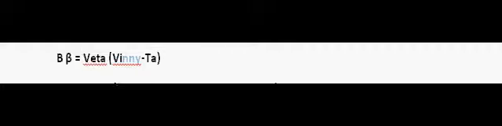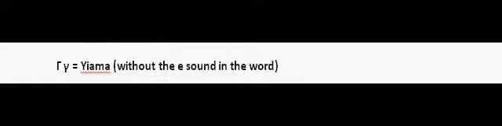Veta. The sound is V, as in Vinny-Ta. The third letter is difficult for the English because they don't have it. Is Gamma. It's not Yiama, it's not Gamma, it's Gamma. And sometimes you might hear it as Gamma with a double M, double Greek M.